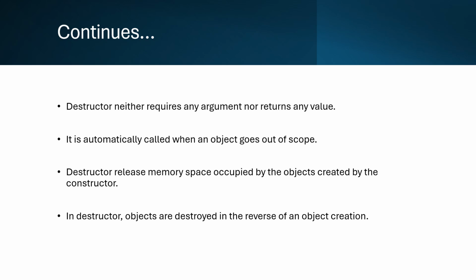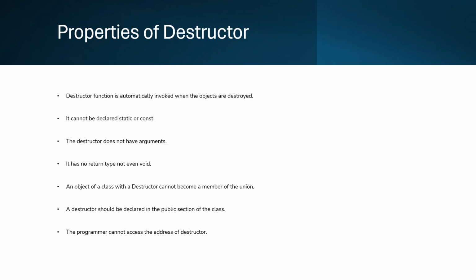It is automatically called when the object goes out of scope. That is, when the object created by the constructor goes out of scope, it is automatically called. As soon as the destructor deletes the object, it releases the memory space occupied by the object. Objects are destroyed in the reverse order of the object creation.